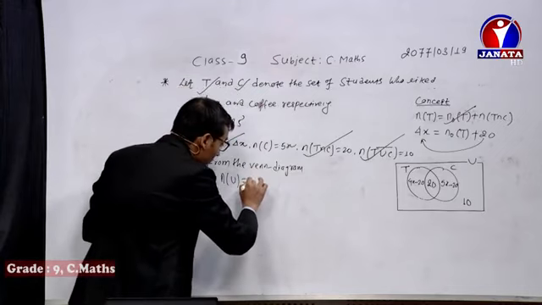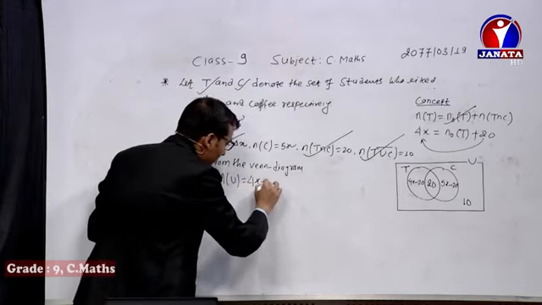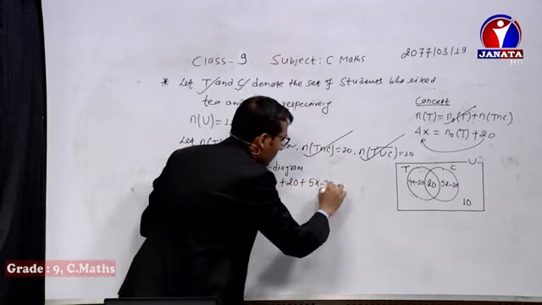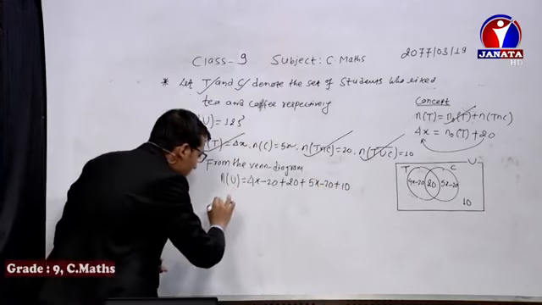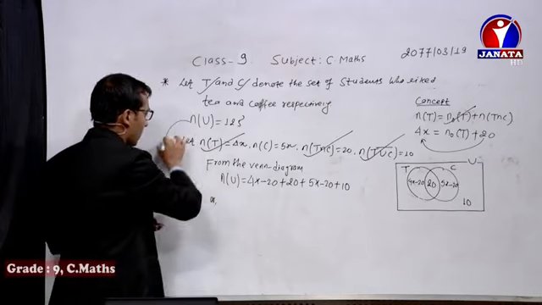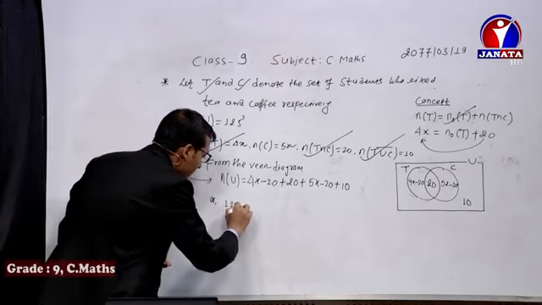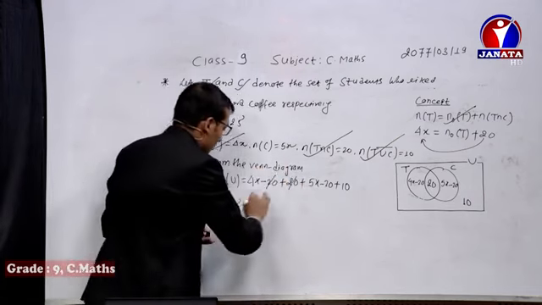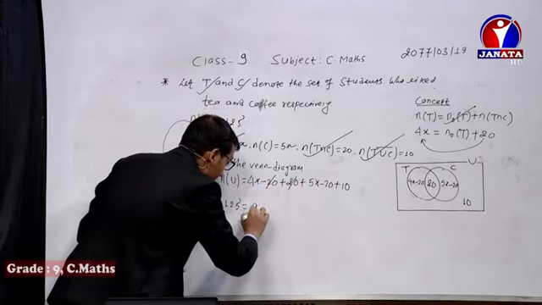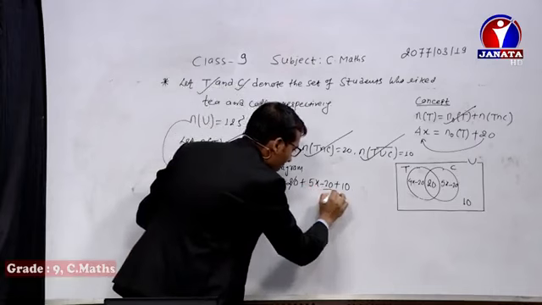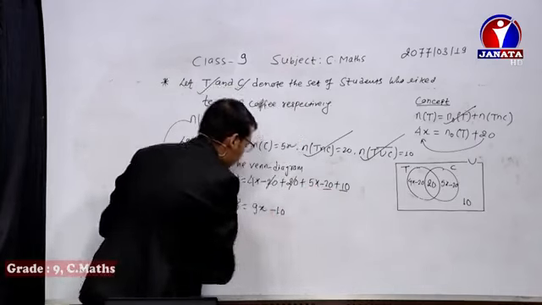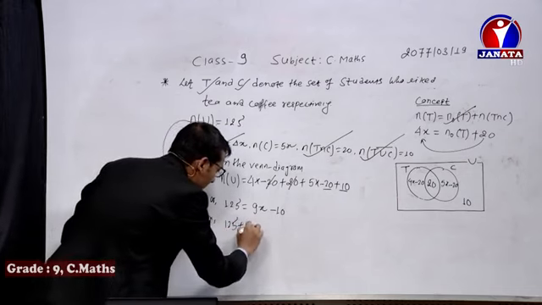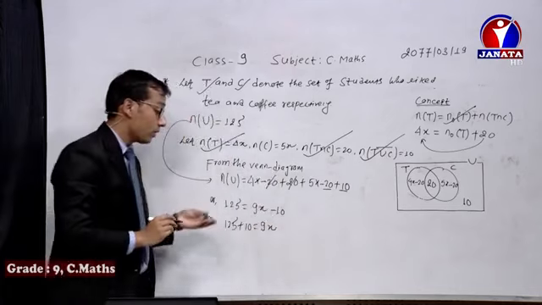So n of u is 4x minus 20 plus 5x minus 20 plus complement is 10. So what is the value of n of u? It's 125. So 125 is, we can cancel negative 20 and positive 20 here. 4x plus 5x gives 9x. Minus 20 plus 10 is minus 10, or 125 plus 10 is 9 times x.